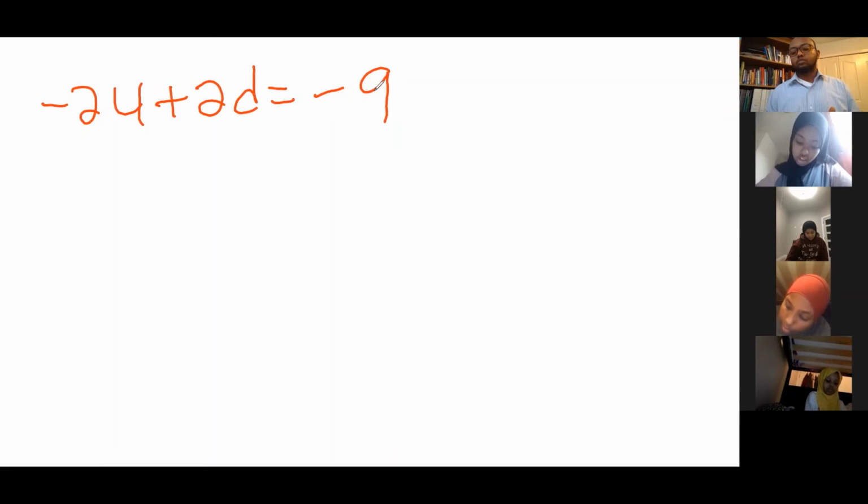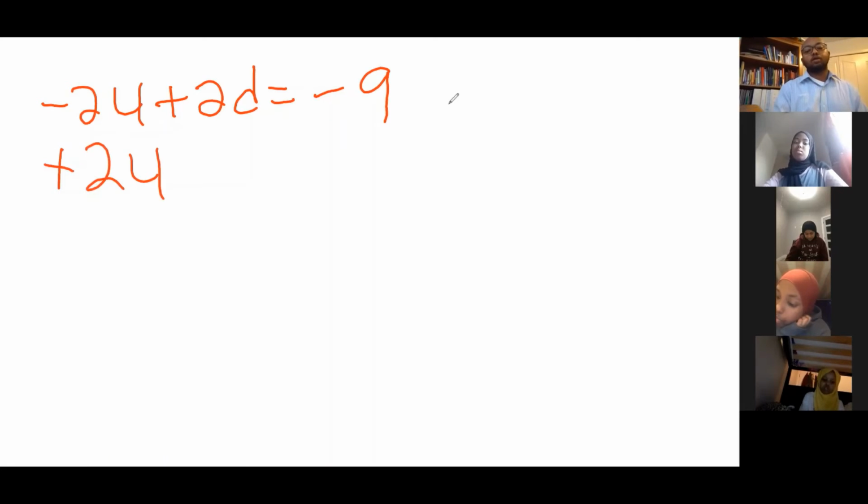Wait, what am I going to do first? Will I eliminate the 24 or will I eliminate the 2? What do you think? You will try and eliminate 24 first? 24 first, that's right. So I have minus 24 here. I will put plus 24 here, and on the right side also plus 24.